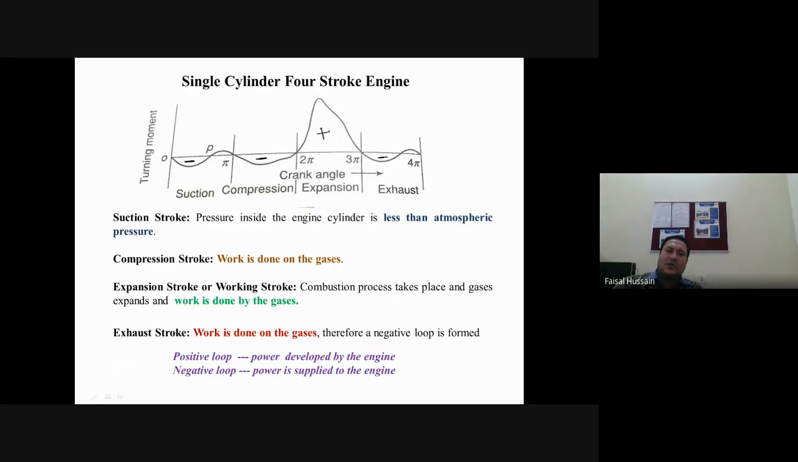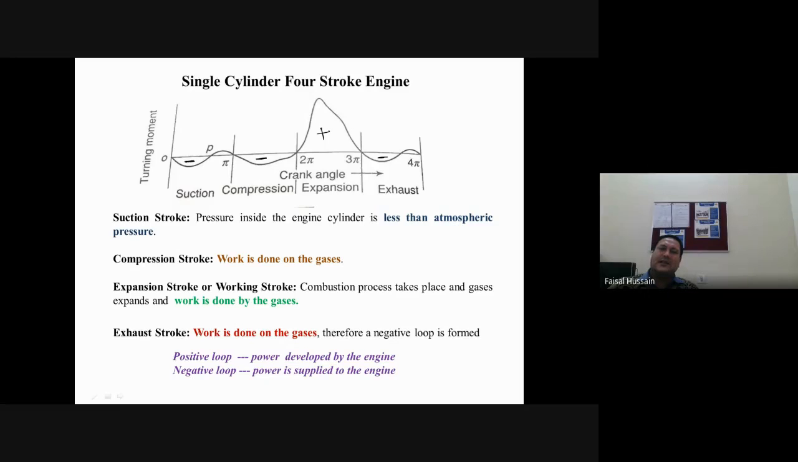Similarly, during the compression stroke, again a large negative loop is formed because in the compression stroke, work is done on the gases, as a result of which power has to be supplied to the engine. Then during the expansion stroke, the combustion process takes place, as a result of which gases expand and work is done by the gases. It means that a large positive loop will be formed. Large positive loop means power is developed by the engine. And the next one is your exhaust stroke. During the exhaust stroke, work is done on the gases. Therefore, a negative loop is formed. It means that power is supplied to the engine.